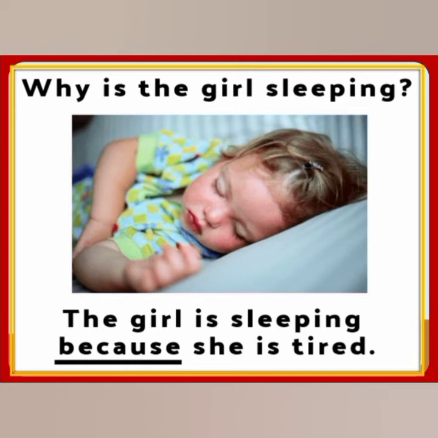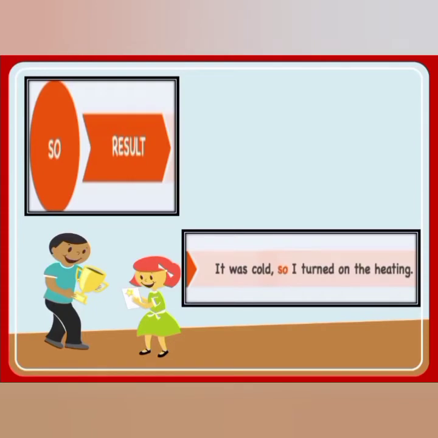So when you want to join any sentence with its reason, that the second sentence is given as the reason of the first sentence, then we use the conjunction because. I hope this must be clear to you all. Now let's learn about so.